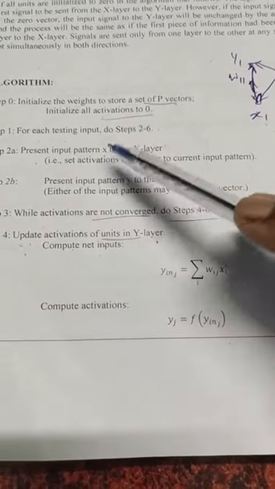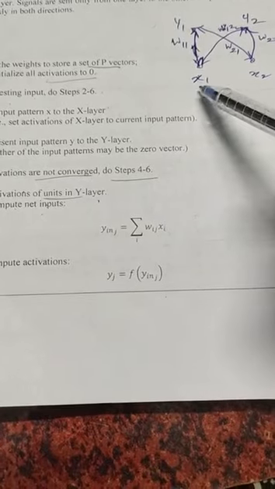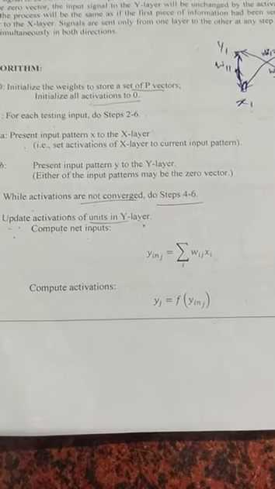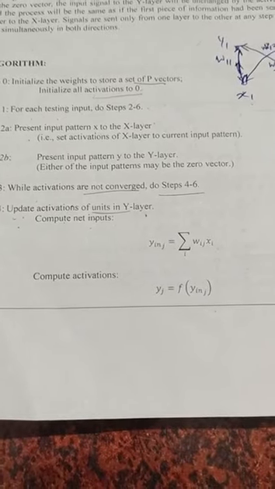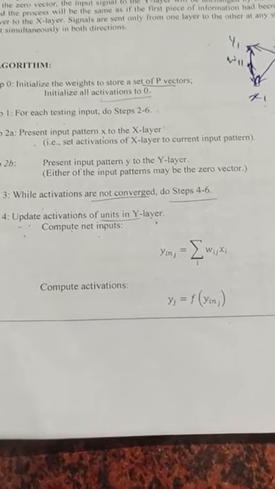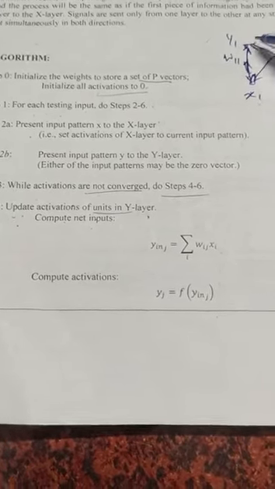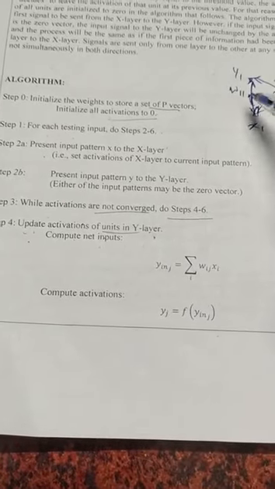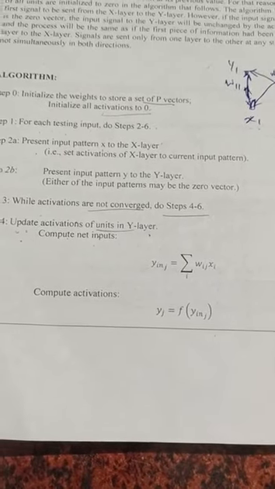First, present input pattern X to the X layer. We have to apply the input pattern at the X layer. Then present input pattern Y to the Y layer. That is, if you are going to use this layer as an input layer, then in such a case you have to present the input pattern at the Y layer. So first you initialize the weight matrix, then you apply the input pattern.